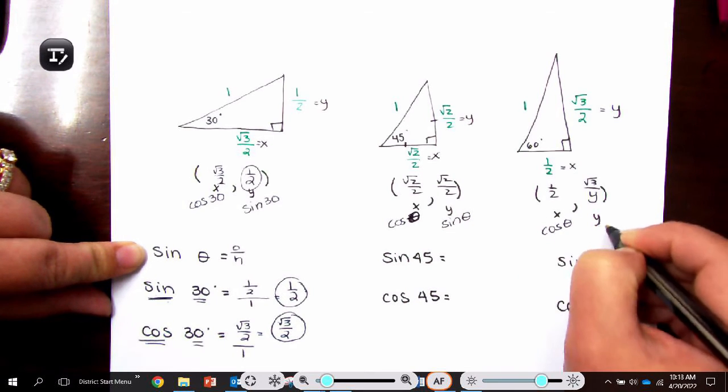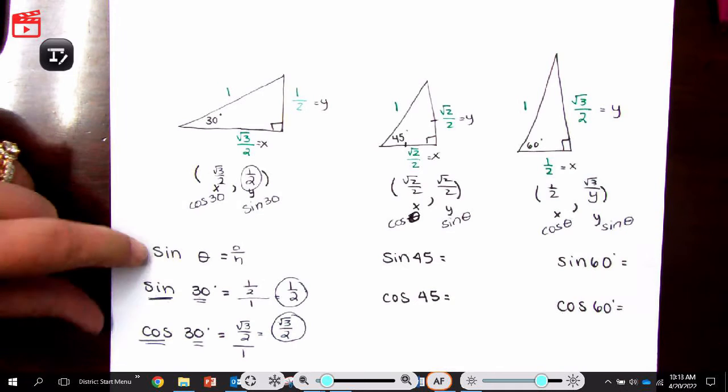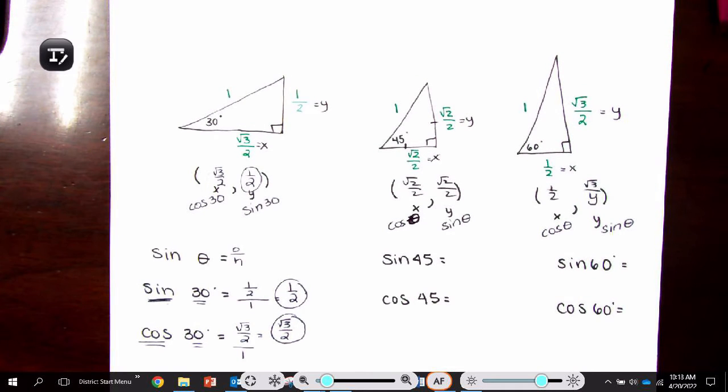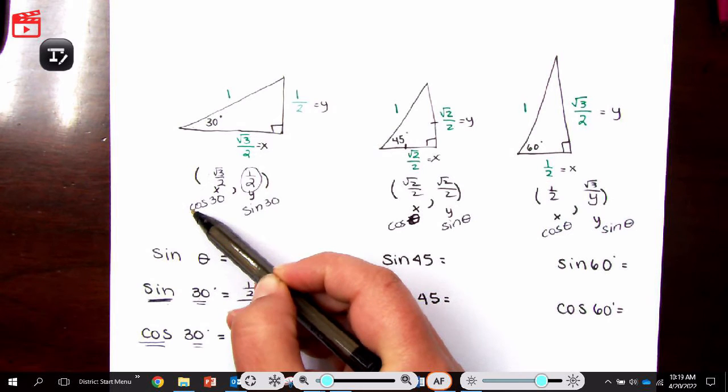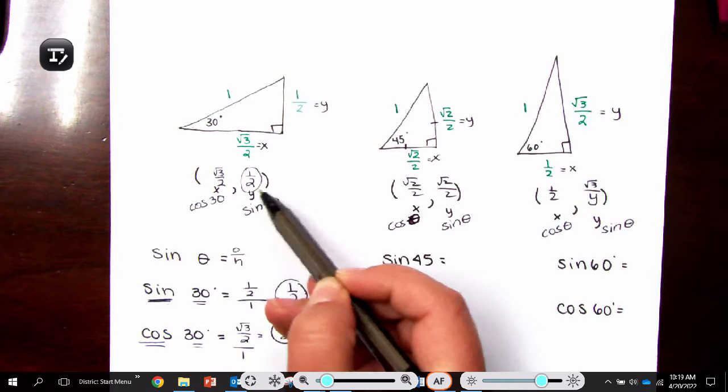The way that I remember it is the alphabet. If you sing the alphabet, in the alphabet, X comes before Y, and C is before S. Since X is before Y, C is before S, X goes to C, so X values are our cosine, and Y values are our sine.